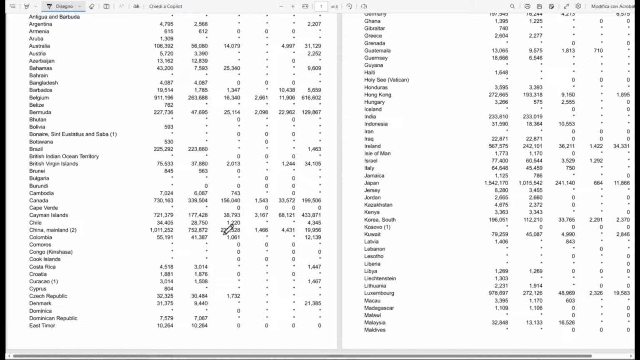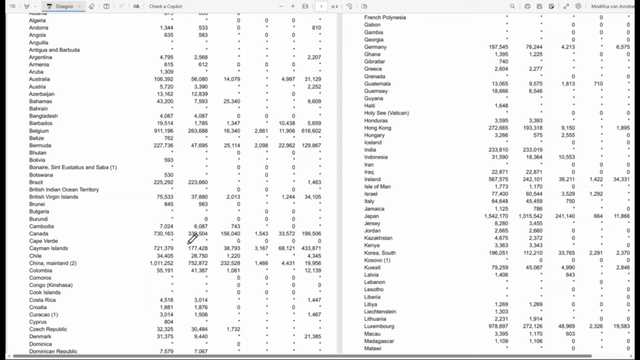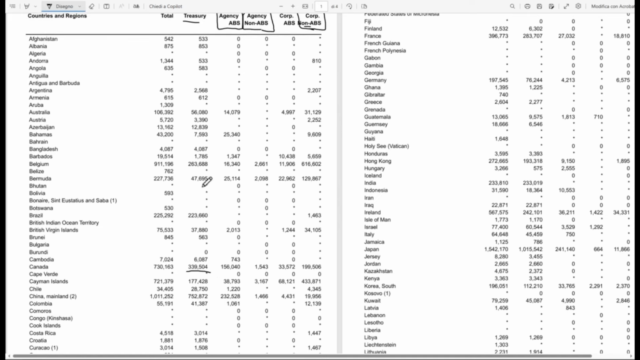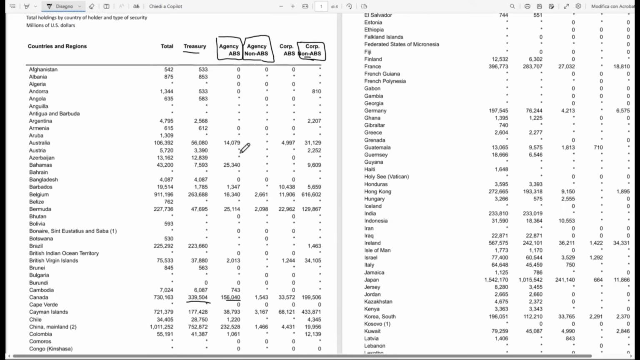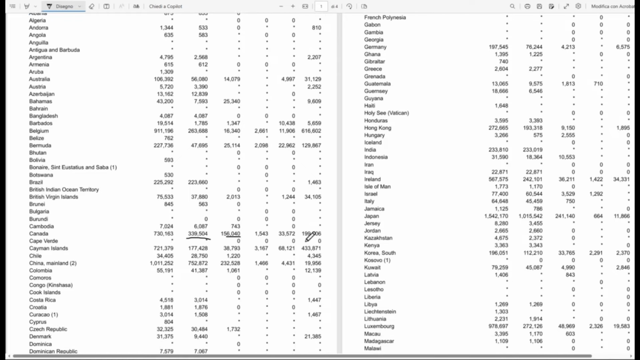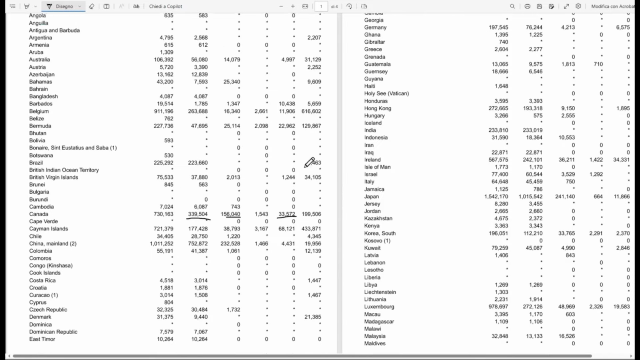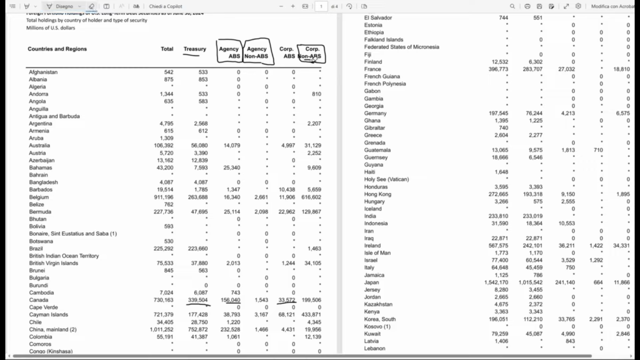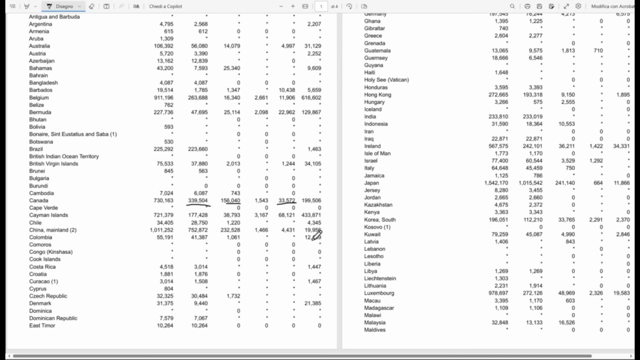Like Canada, they extended $730 billion in credit to the United States, which they should demand back, and the United States could well pay Canada back. $339.5 billion in treasuries. Canada is exposed for $156 billion in asset-backed securities, mortgage-backed securities, and they have a very large exposure of almost $200 billion in corporate debt and $33.5 billion in corporate asset-backed securities.